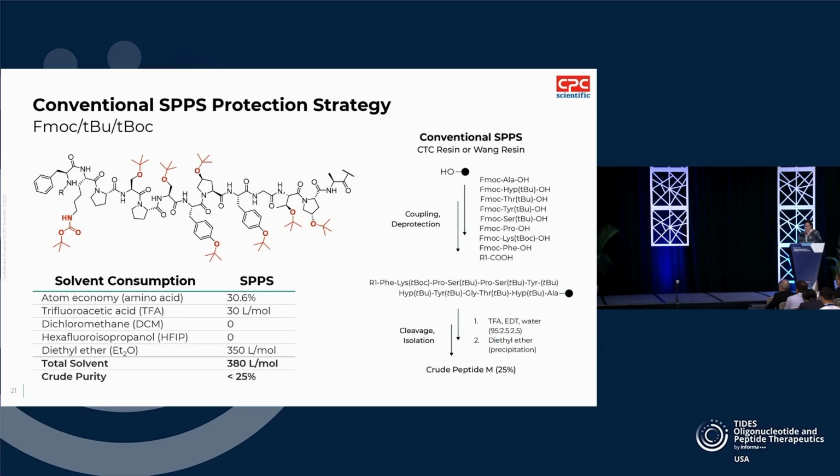So here you can see the conventional strategy with all of the protecting groups. You can see these shown in red here. The elongation is carried out on solid support using the appropriately Fmoc-protected amino acid derivatives and then a coupling reagent. The cleavage is then performed using a 95% TFA cocktail, as I'd said. But this is then followed by a precipitation of the crude peptide with cold diethyl ether. Then the crude material must be extensively washed with this cold diethyl ether, in this case, for a total wash volume of 350 liters per mole.